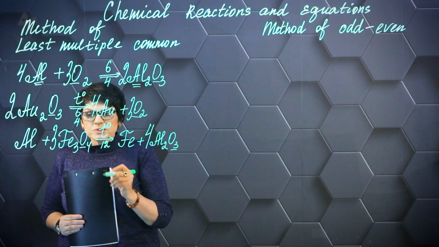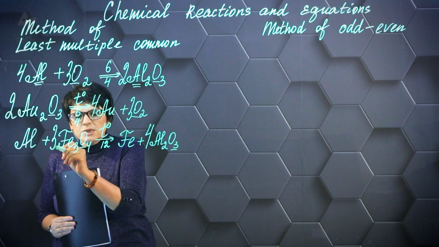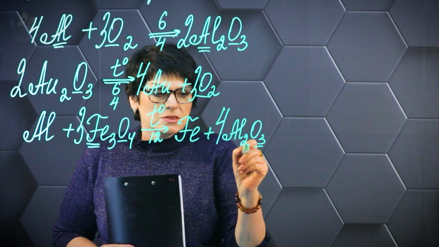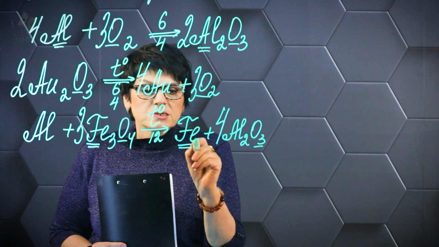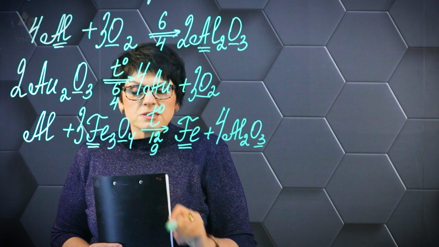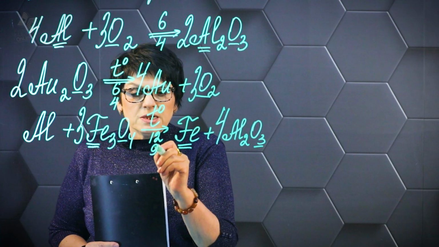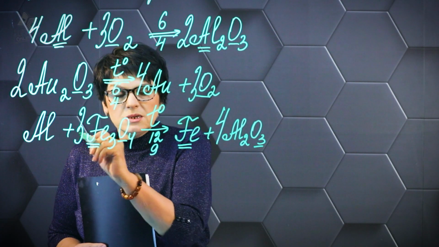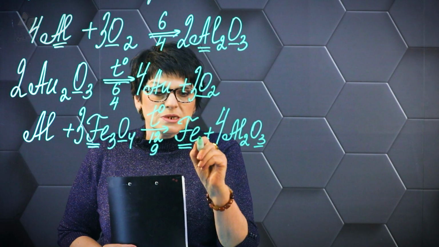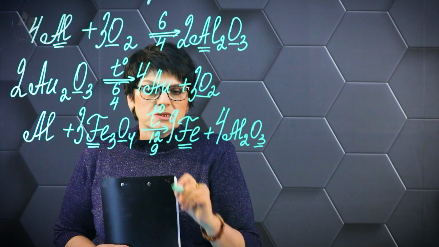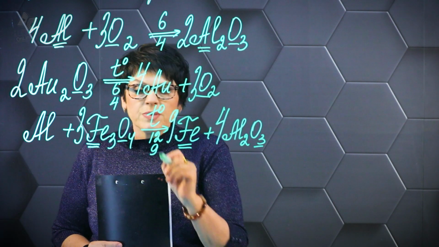Now we can proceed in any order. For instance, let's consider iron. We have a total of 9 units of iron on the left side and 1 on the right side. So the multiple for iron is 9. We divide 9 by 3 and get 3. Our coefficient remains unchanged. We divide 9 by 1, therefore the result is 9. We put 9 in front of the iron.